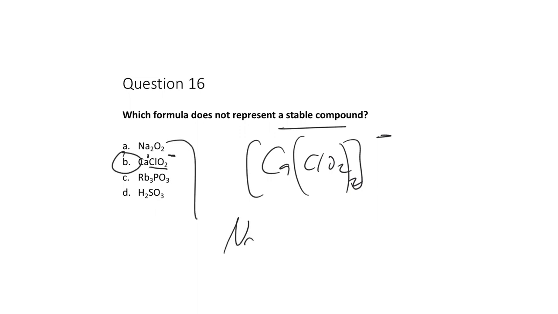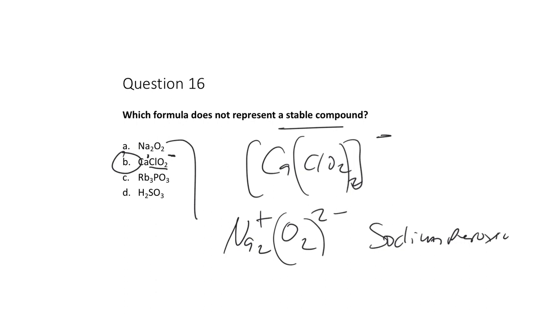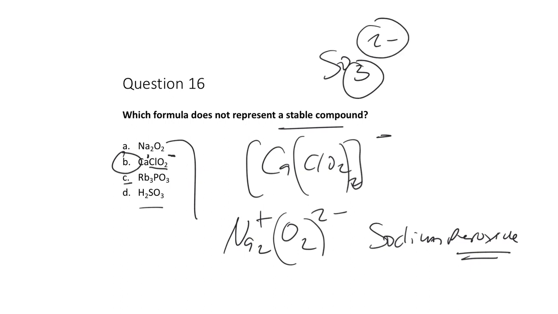A is sodium peroxide. If you can name the thing and it looks about right, we have the O2 2 minus ion, 2 pluses to balance the charge. This is sodium peroxide. C is rubidium phosphite, and D is sulfurous acid, off sulfite. So sulfite is the 3 with the 2 minus, 4 with the 2 minus is sulfate. So H2SO3 is, I hope I can spell right, sulfurous acid, and then rubidium phosphite for that one.